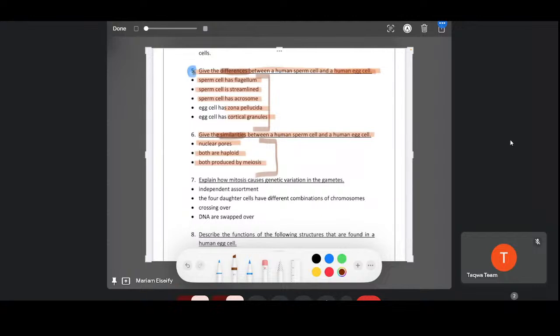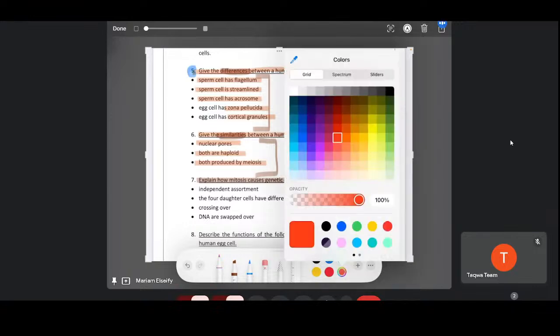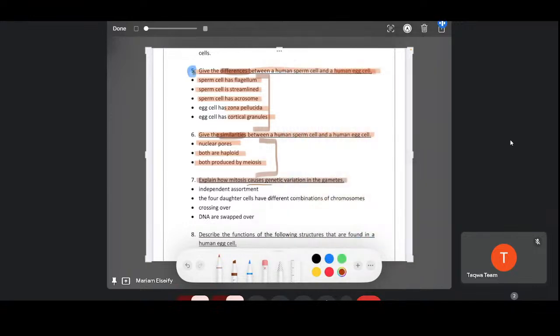Okay, great. Let's complete. Explain how mitosis causes genetic variation in gametes. There will be another question which says, what causes genetic variation in the gametes? We say mitosis. So how is mitosis causing genetic variation in the gametes? Basically, independent assortment, and the four daughter cells have different combinations of chromosomes, also crossing over, where the DNA is swapped over. So this is how mitosis causes genetic variation in the gametes.